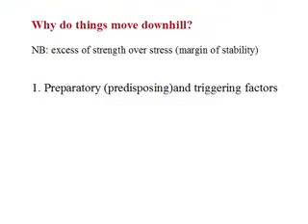Downhill movement is likely when there's no margin of stability, or in other words when the stress is equal to or greater than the strength. This can be reached by increasing the stress or by decreasing the strength. This can be viewed in terms of factors such as long-term weathering or preceding precipitation that predispose a slope to instability, and triggering factors such as an extreme precipitation event that initiate the mass movement.